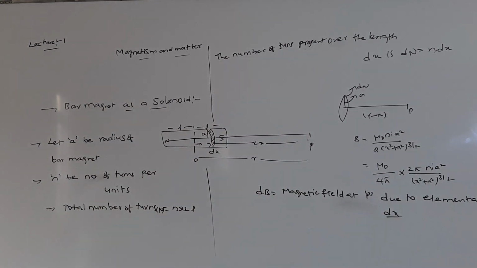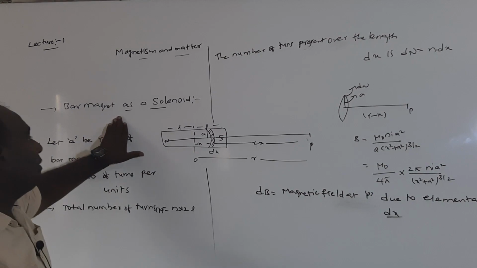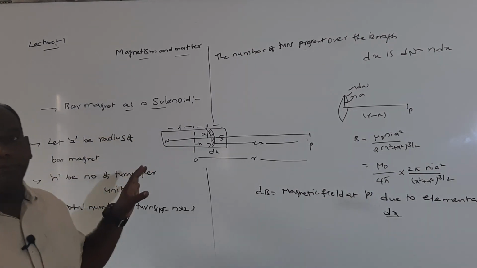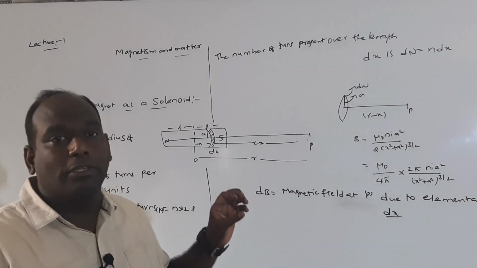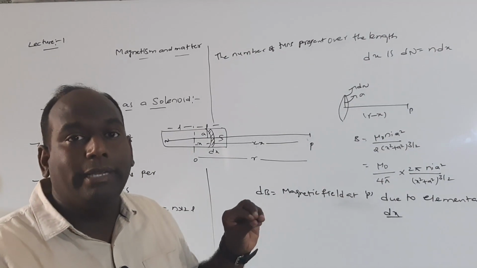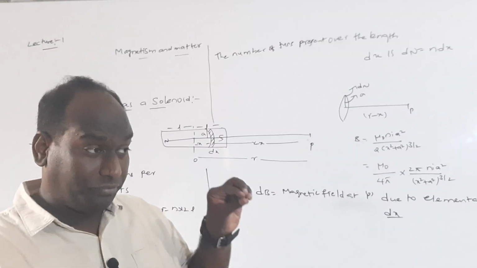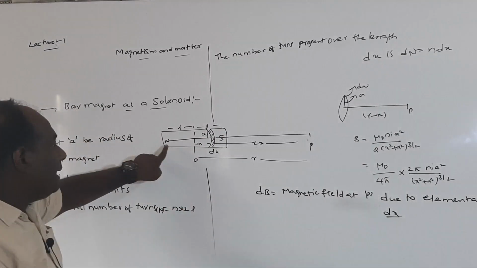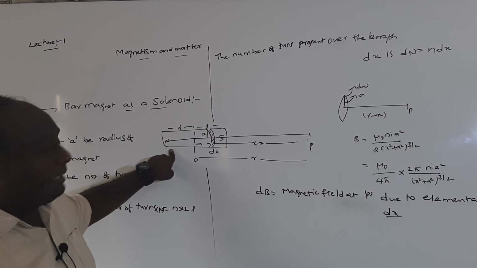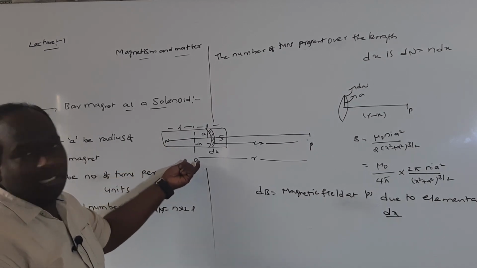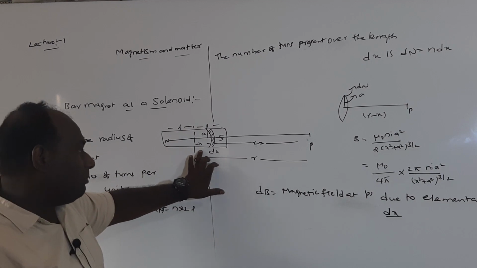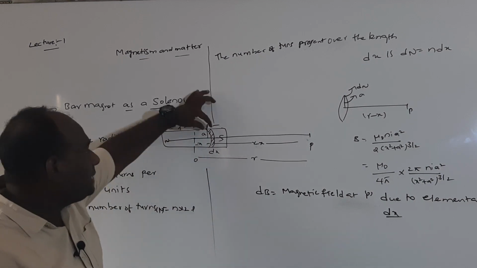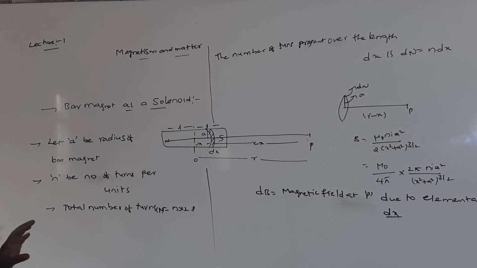What are the things we are going to take? I want to compare the bar magnet to a solenoid. How are we going to compare? The magnetic field lines produced by the bar magnet and the solenoid are the same. So I can treat the bar magnet as a solenoid having an infinite number of circular coils. I take a bar magnet in cylindrical shape. This O is the center of the bar magnet. I am assuming an elemental portion at a distance x from the center whose thickness is dx. Let r be the radius of the bar magnet and n the number of turns per unit length.